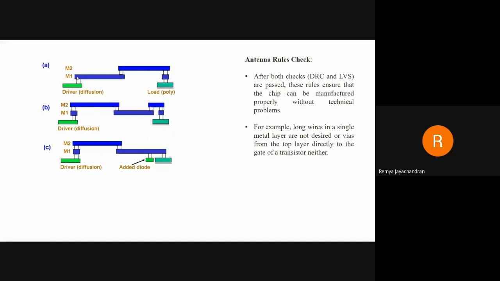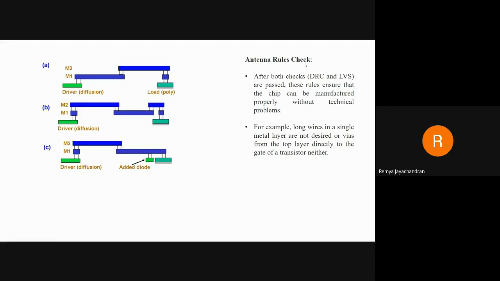From that, you can take the connection using metal one, and in between you can see this is the via, and from metal one then to metal two, and from there you can go for the connection to this load. So this gate oxide breakdown can be avoided if you are connecting like this, or you can connect a diode here to avoid the breakdown of these devices.